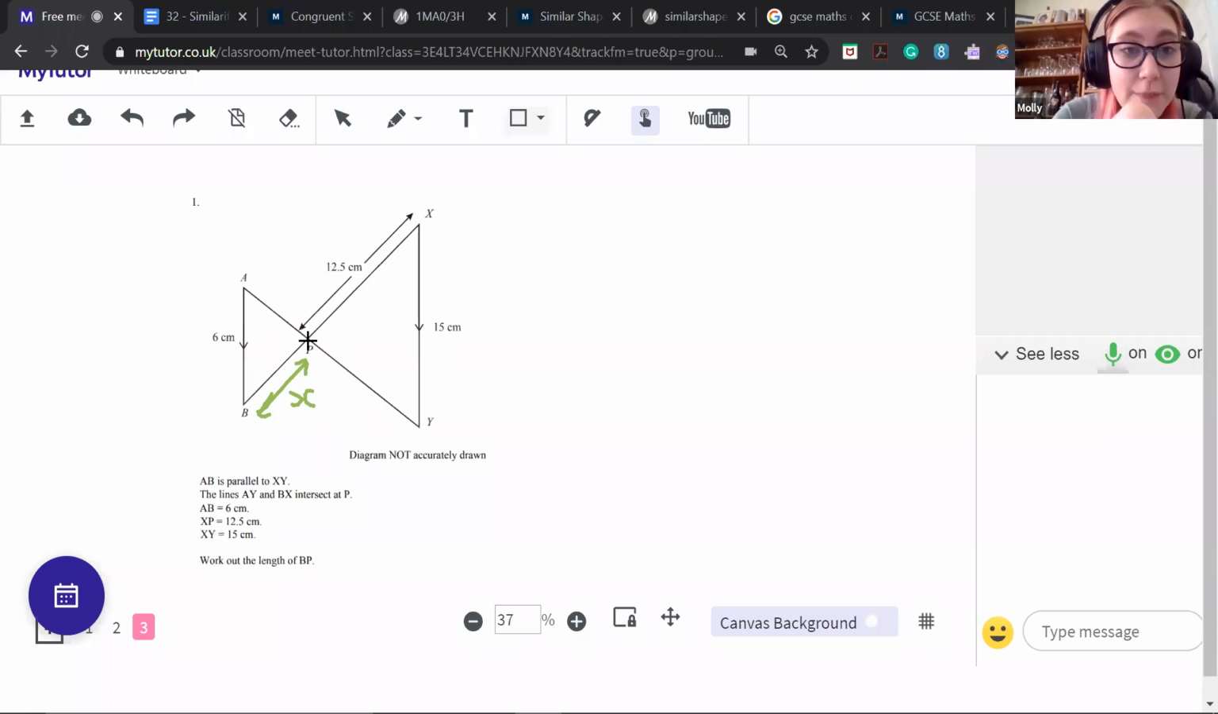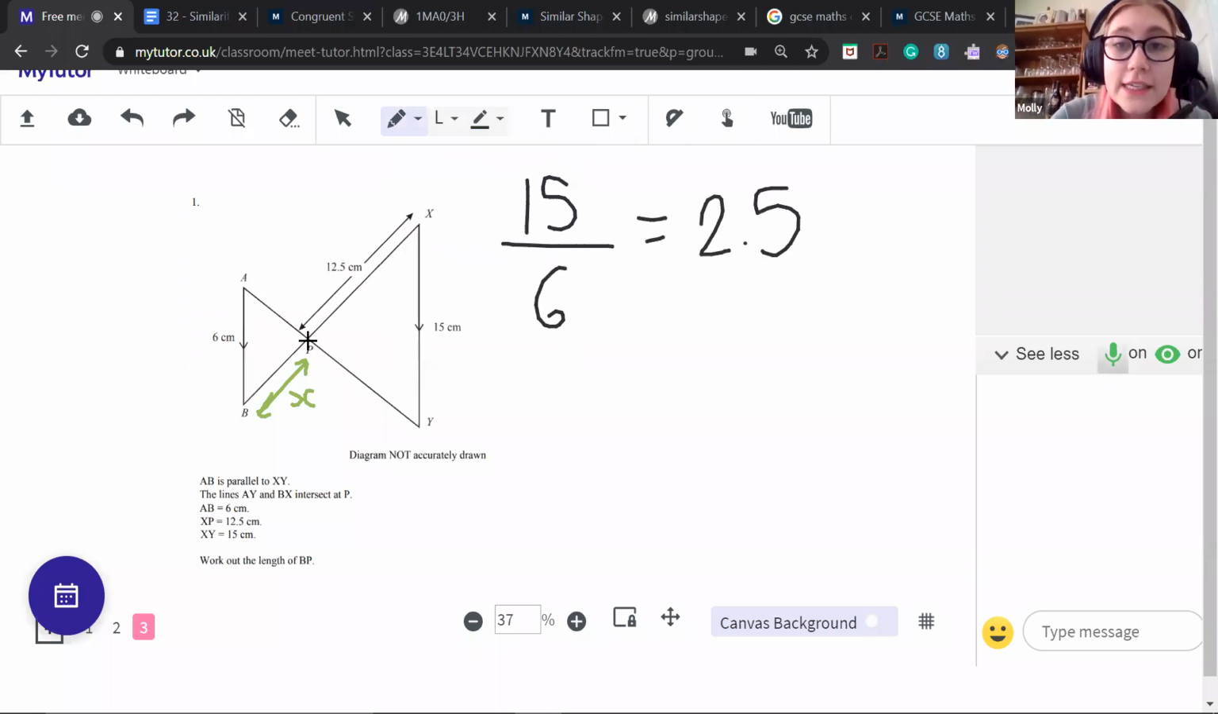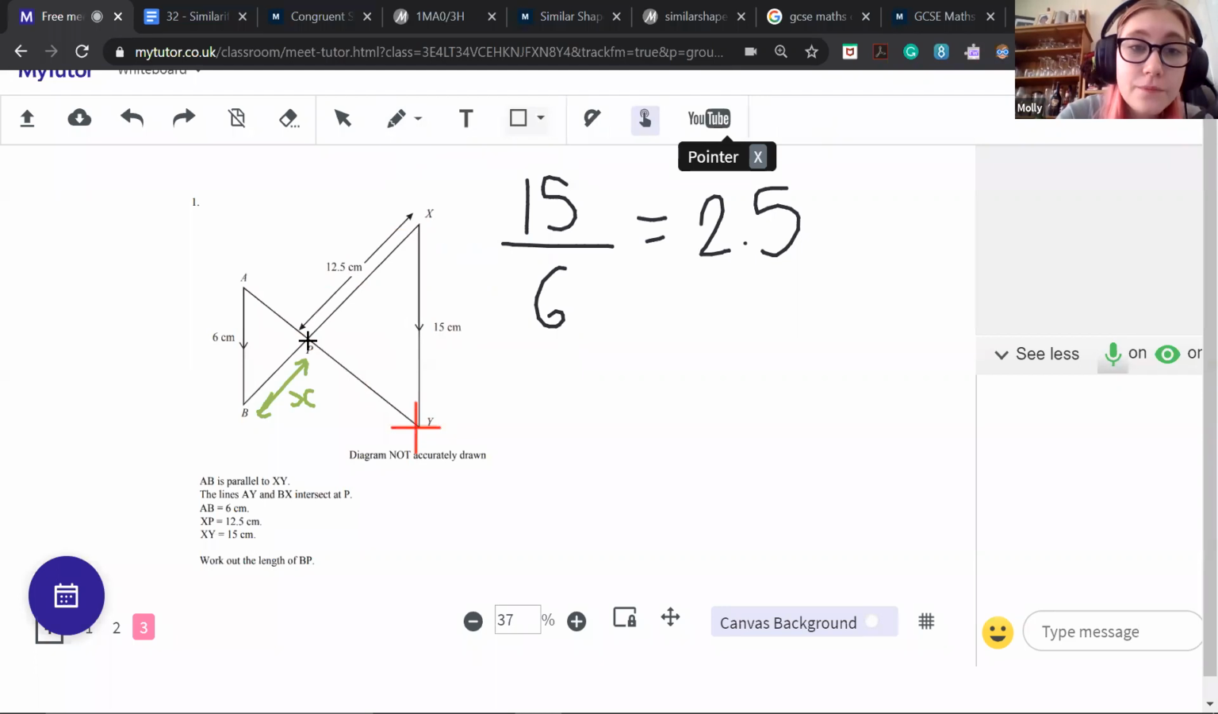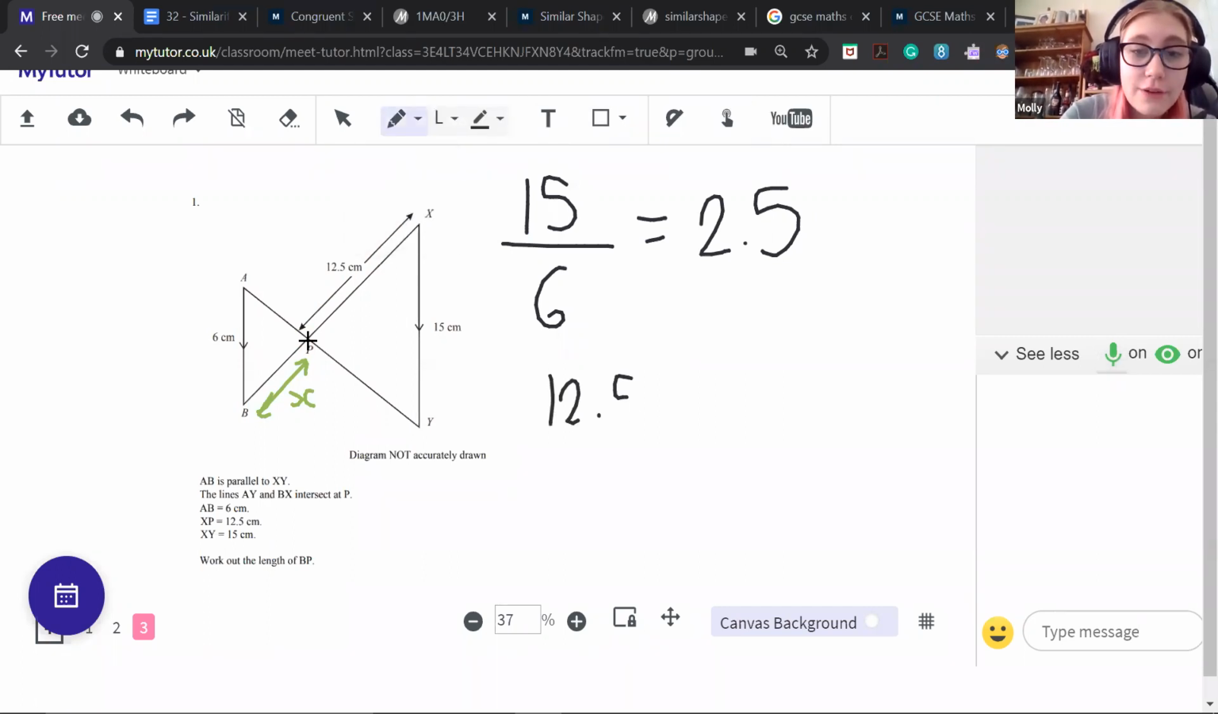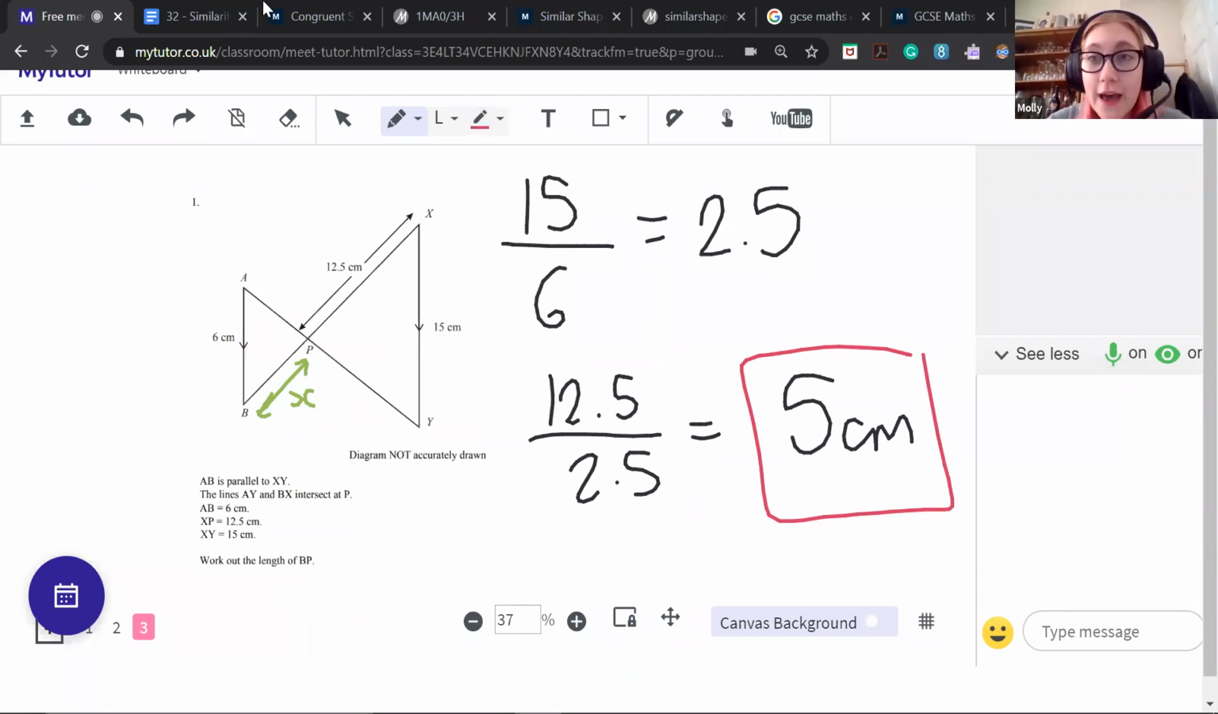So if we do 15 divided by 6, we get 2.5. And what that tells us is that this triangle is 2.5 times bigger. So then to work out what x is, we ask what's 2.5 times smaller than that? It's 12.5 divided by 2.5, which gives you 5 centimeters. Loads of you got that, or at least made the start with 15 divided by 6, which is perfect. Someone also said that you could do 6 divided by 15 and times that by 12.5. Yeah, that's exactly the same thing. Perfect. Okay, so hopefully that makes sense.